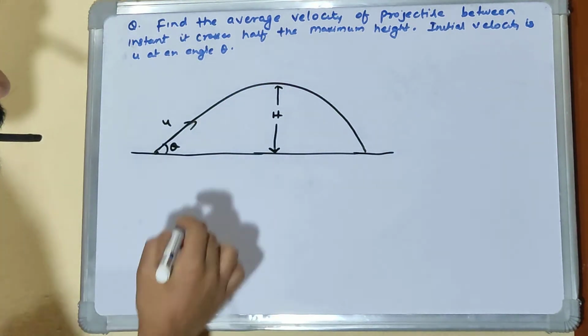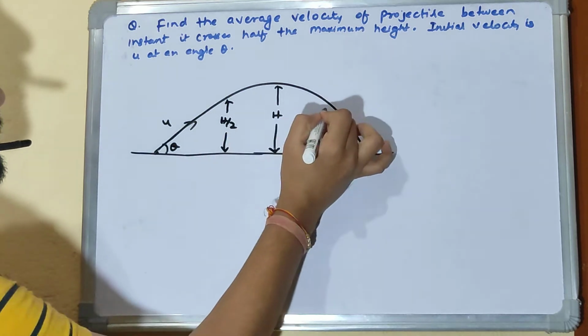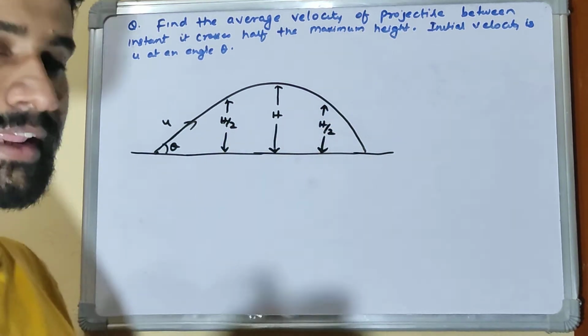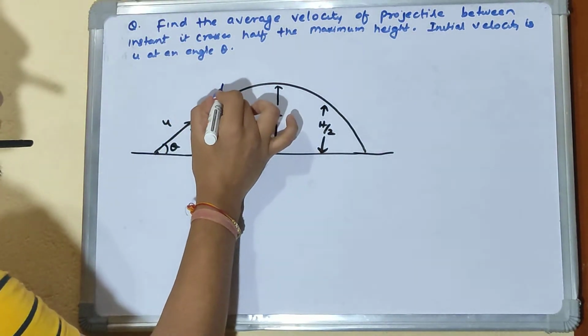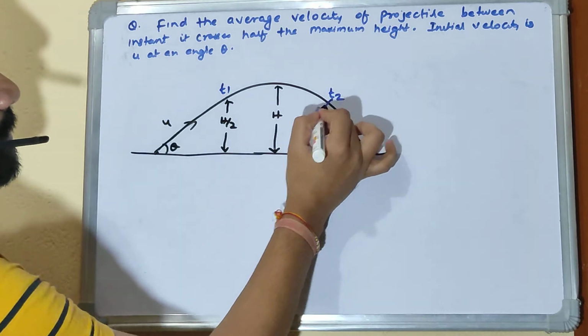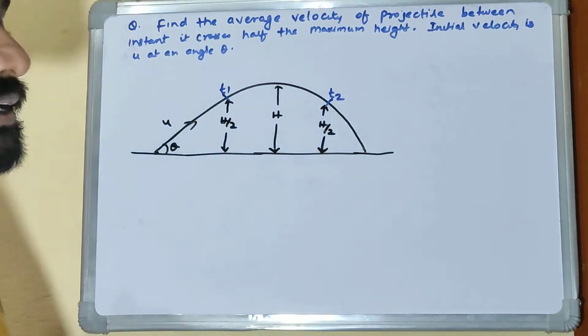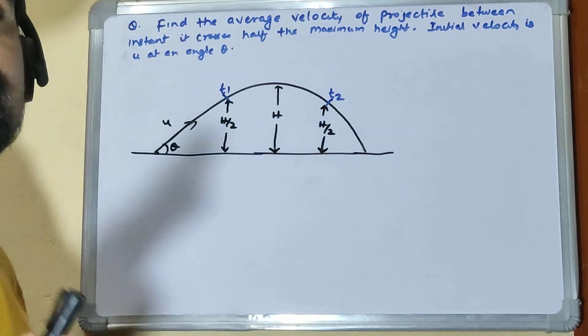Half of max height will come somewhere over here. Let's say this is h by 2 and this is also h by 2. So now you can easily relate that there are two instances. Let's say this is T1 instance and this is T2 instance, where the projectile was at half of its maximum height. And between these two instances, we need to find the average velocity.